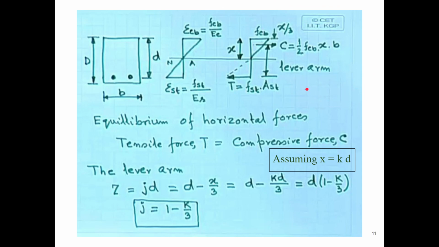If you go to the stress diagram, the topmost portion is FCB, and here it is the tensile force T, which is equal to FST into AST. So we are basically assuming that the tensile strength comes directly from the reinforcing bars, because concrete is not good in tension. And the compressive strength comes directly from the concrete itself above the neutral axis, because we assume that concrete is good in compression.